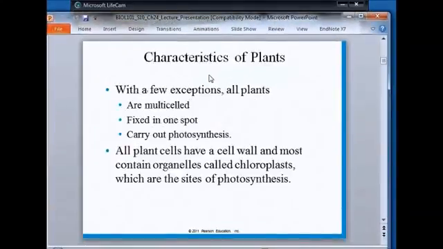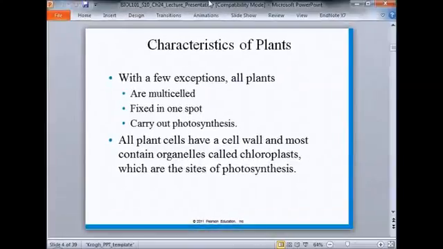So, what are some characteristics of plants? Most of them are multicellular. Plants are fixed in one spot. Plants carry out photosynthesis. All plant cells have a cell wall. They have organelles, chloroplasts, for that photosynthesis.